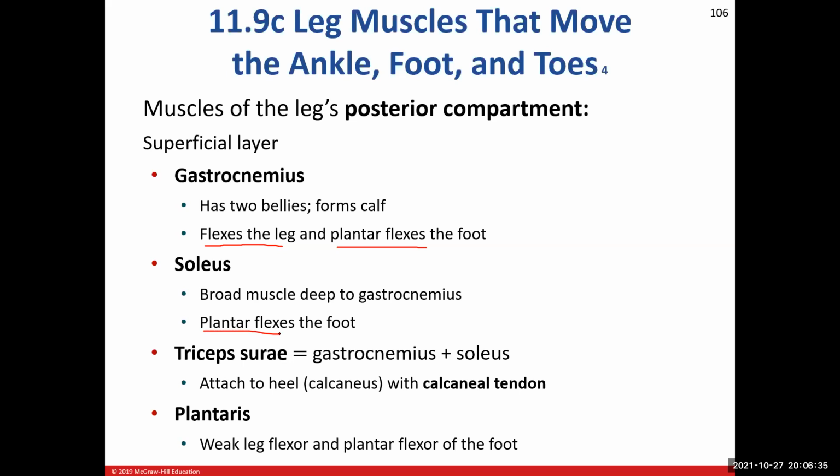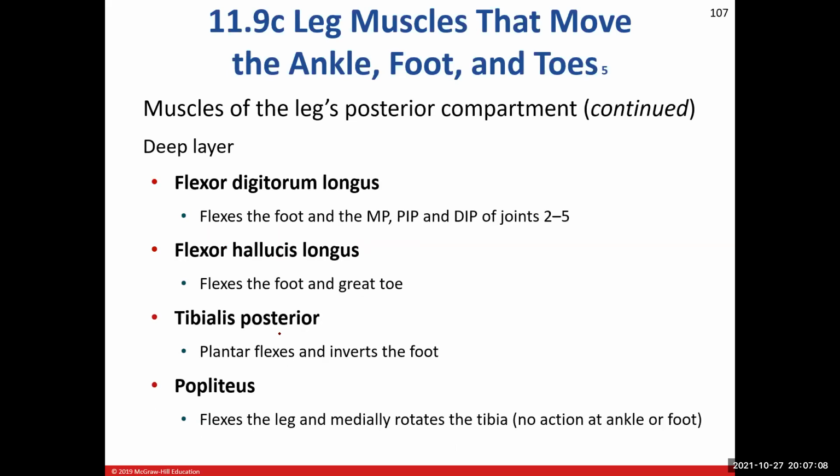So when we take gastrocnemius and we take soleus and we combine them together and attach them to your Achilles tendon, or what we call the calcaneal tendon, we call that whole conglomeration the triceps surae. The triceps surae. So when you hear someone say the triceps surae, they're talking about both the gastrocnemius and the soleus muscle, right, attaching onto the calcaneal tendon there. All right, plantaris, you don't need to worry about that.